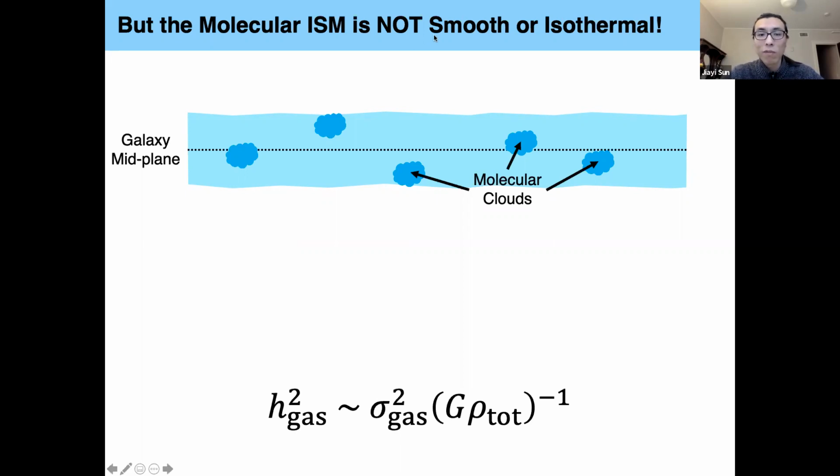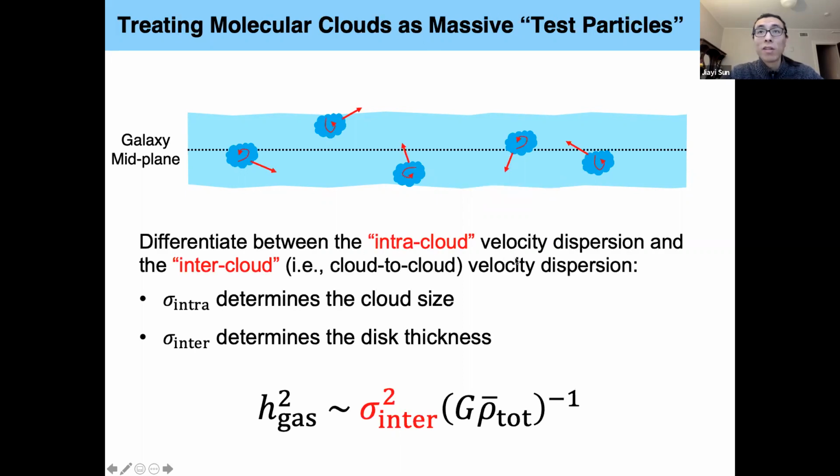So in that case, we can use the same formula, but with one caveat. We need to differentiate between the velocity dispersion within molecular clouds, which I call intra-cloud, and the velocity dispersion from cloud to cloud, which I term intercloud. We need to separate those two terms because the dispersion inside molecular clouds responds mostly to the local enhanced self-gravity of clouds, and it more or less determines the cloud size, but it does not necessarily link to the total disk thickness. It is actually this cloud-to-cloud or intercloud term that determines the total thickness of the cloud disk.